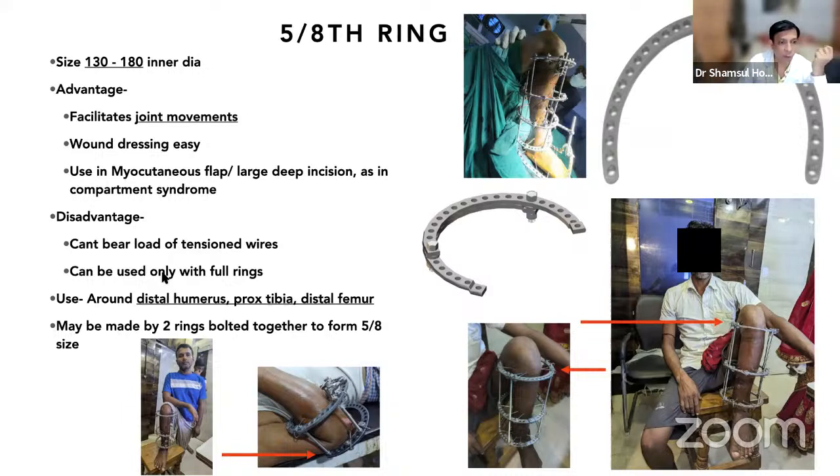Can use only with full rings. The use around distal humerus, proximal tibia, distal femur may be made by 2 rings bolted together to form 1 5x8 ring. You can see in the knee, in the elbow. You can also use it in the distal femur. So usually for the tibia, I use this 5x8 ring in the proximal part, so the patient has a full range of motion with this.